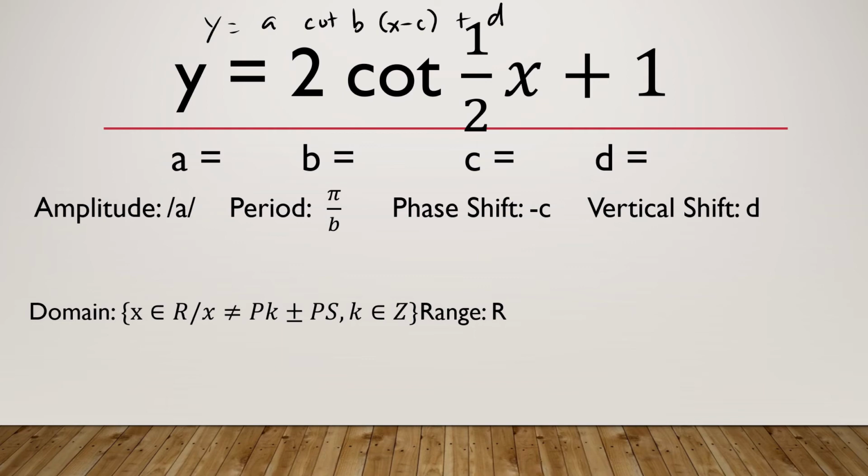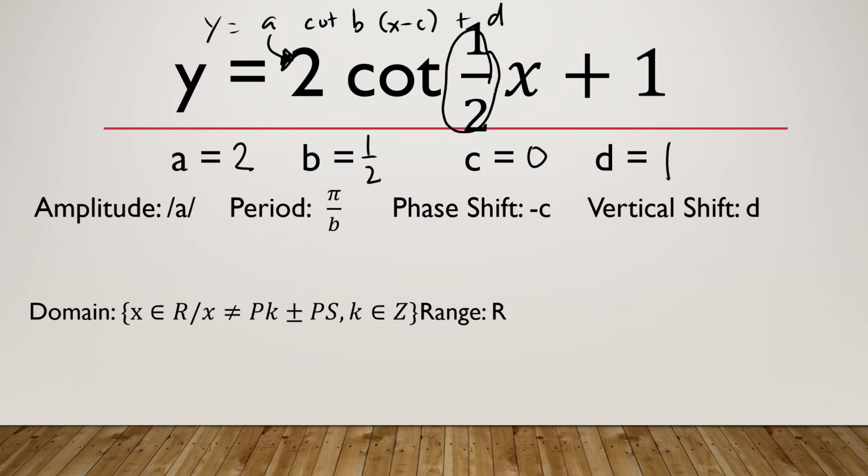So let's identify the value of a. So a is this one. So a is equal to 2. Your b is this one, the numerical coefficient of x. So that's 1/2. C, since there is no parentheses, it implies there will be no c. So c is equal to 0. It is not positive 1 because positive 1 is a constant term and not b.